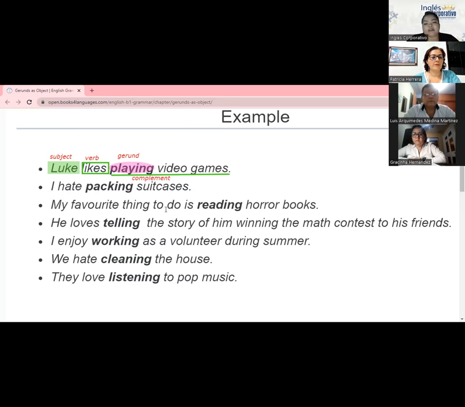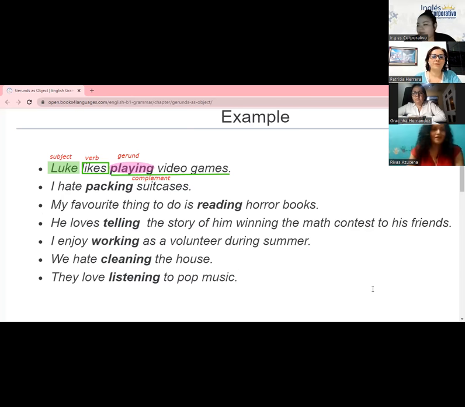Teacher, I have a question. Yes, Azucena. A gerund can be at the beginning of the sentence. Yes, but as a subject. Right now we're working as objects, only objects. Oh, okay, thank you. Good question. So in this case, let's call it gerund as object. Thank you, Susana. So we can clarify a little bit more there. Gerund as object.